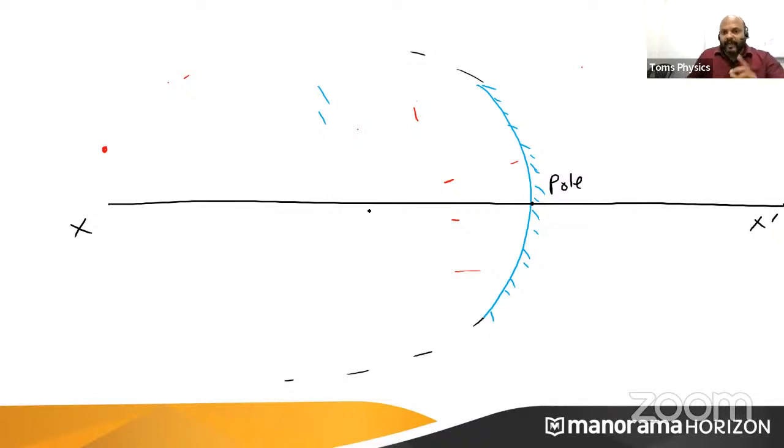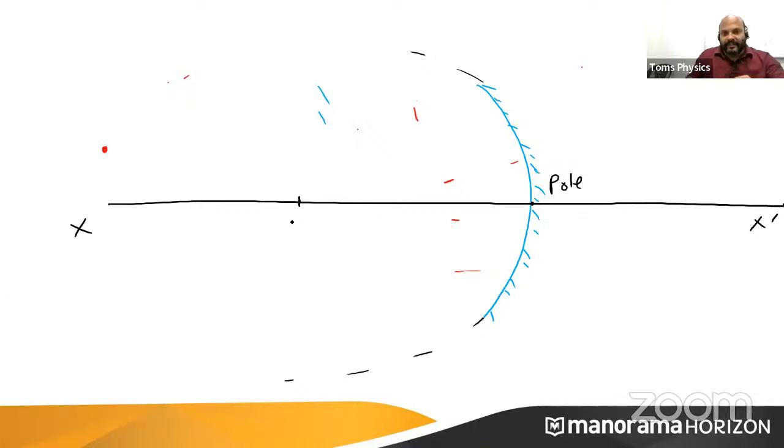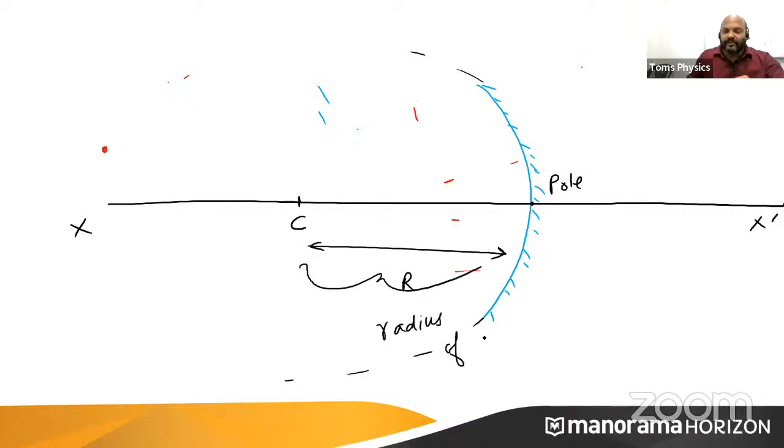Correct, right? So this spherical shell will have a center and it will have a radius. This distance is the radius of curvature. This is the center of curvature, and midway between the pole and the center of curvature, we have the focus of this concave mirror.